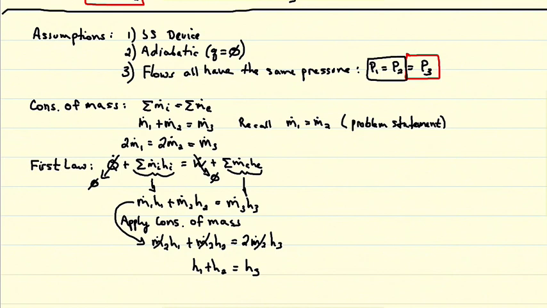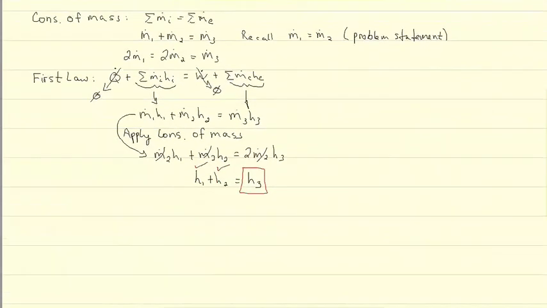And now, if you notice, all of a sudden, we have a means to determine h3. h1 is known, state 1 is fixed, we're given two independent properties at state 1. State 2 is fixed, h2 is known, we're given two independent properties at state 2. And so h3 is the only unknown in this equation. One equation, one unknown. We can go ahead and use our first law equation to solve for h3.